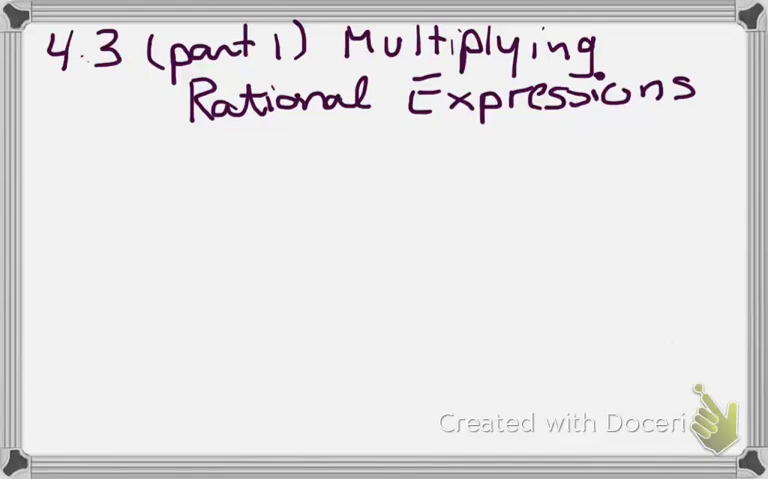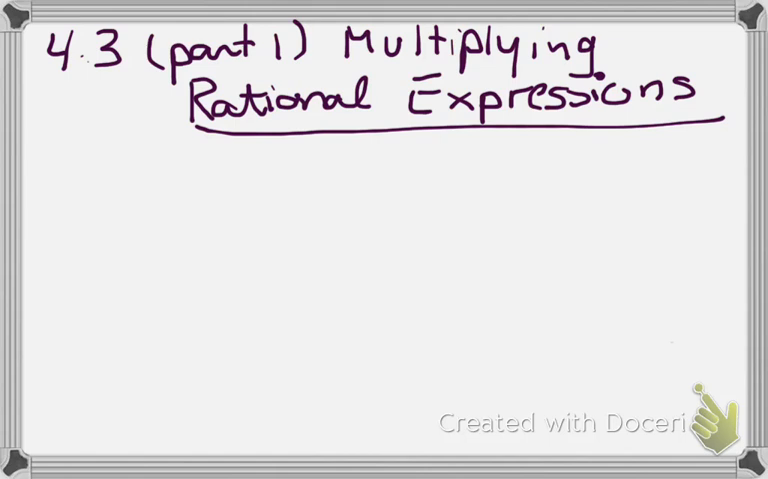So 4.3 is going to be done in two parts. Today we're going to be doing multiplying, and then tomorrow we'll be doing dividing rational expressions. So when we're multiplying rational expressions, we know a rational expression is basically just a fraction, right? The big difference is that it has a variable in it.